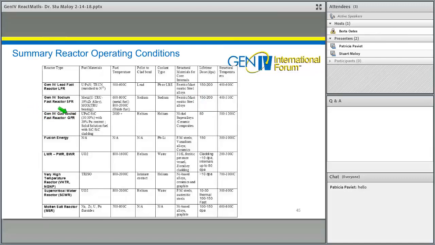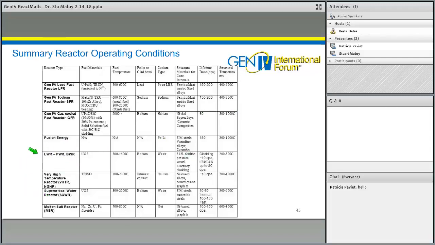In the Gen 4 gas-cooled reactor, the fuel temperature is much higher, up to 2,000 degrees C. It's helium-cooled. Nickel superalloys are the typical structural materials, with some areas where ceramic composites may be used, and structural temperatures can range from 500 out to 1,200 degrees C.